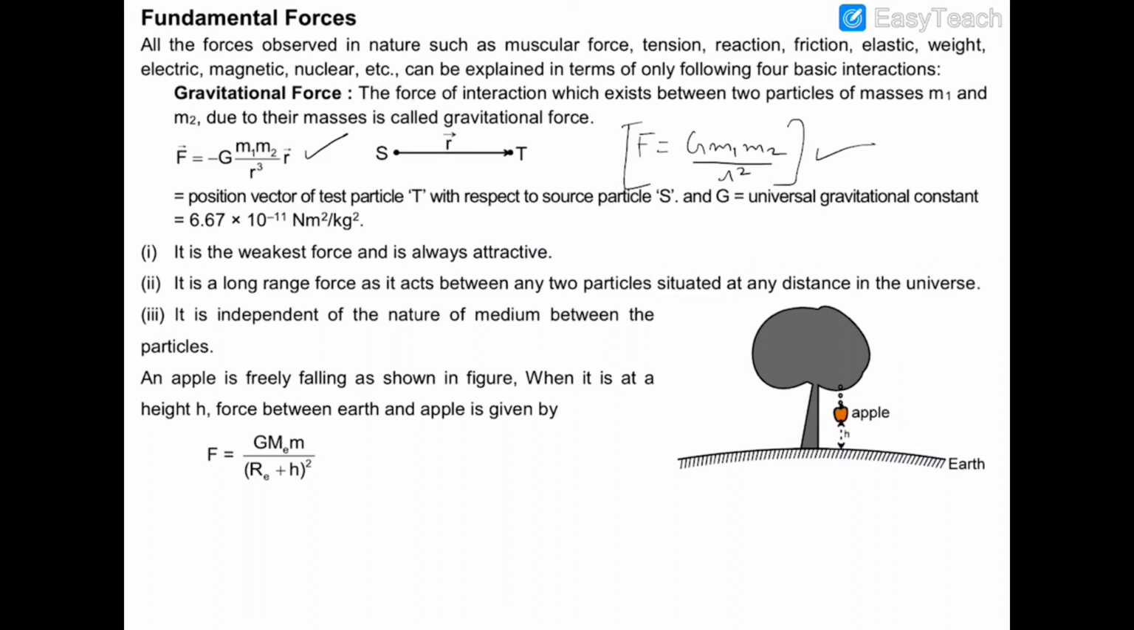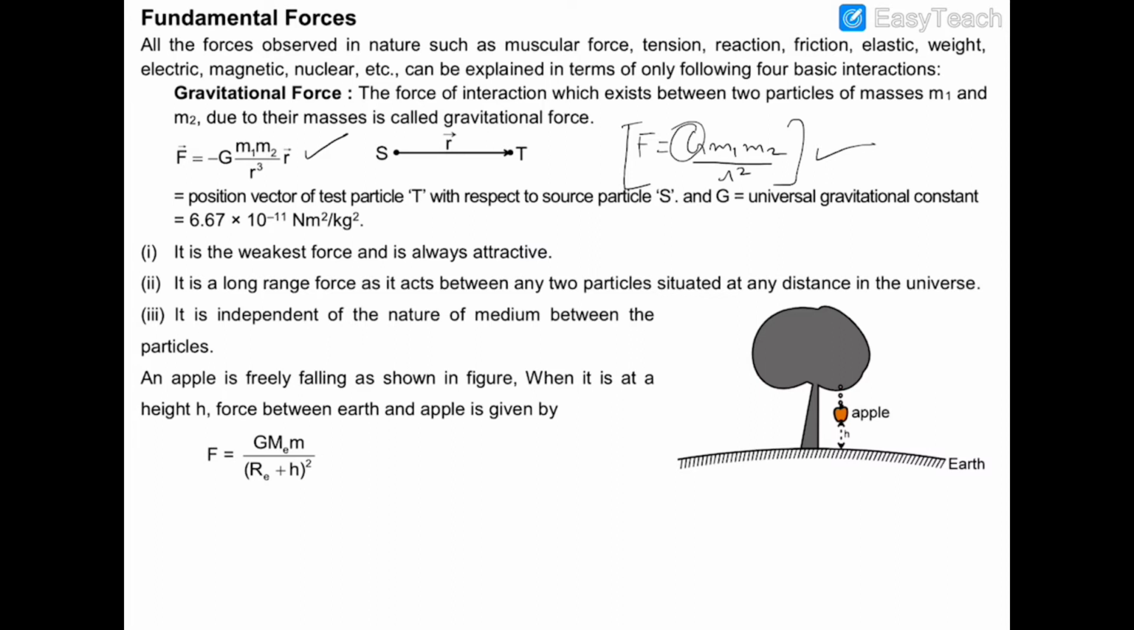So this G is the universal gravitational constant, and it has a value of 6.67 into 10 raised to power minus 11 Newton meter square per kg square. Now, gravitational force will be discussed in extremely high detail in the gravitation topic, but we are just summarizing it here: it is the weakest force in nature, and it is always attractive in nature.